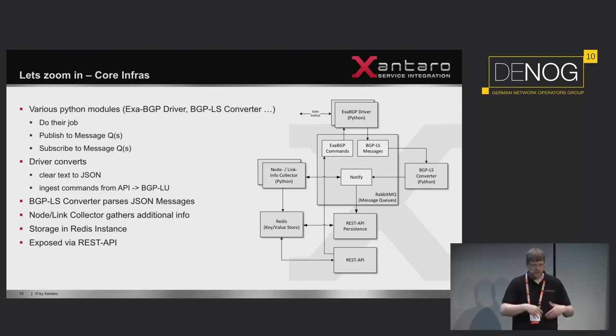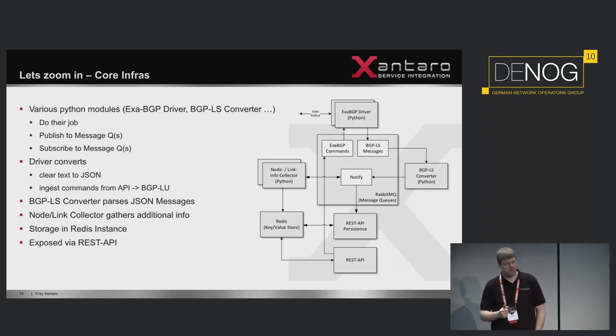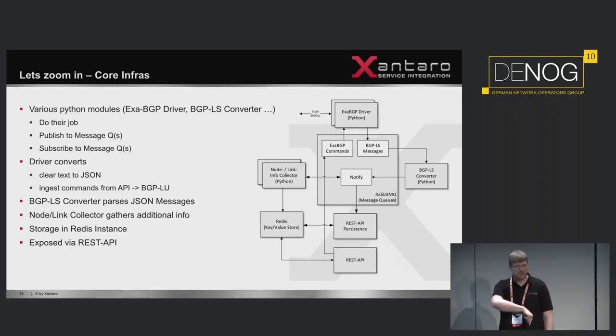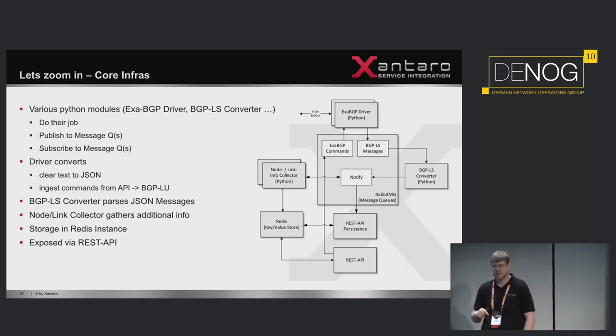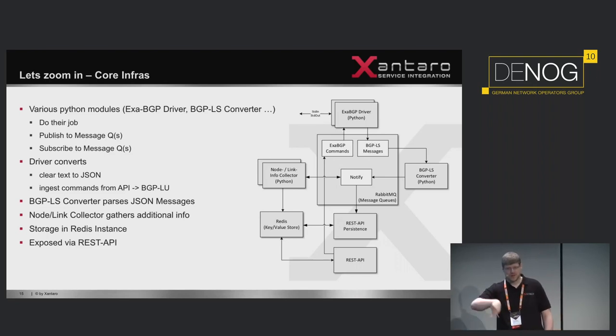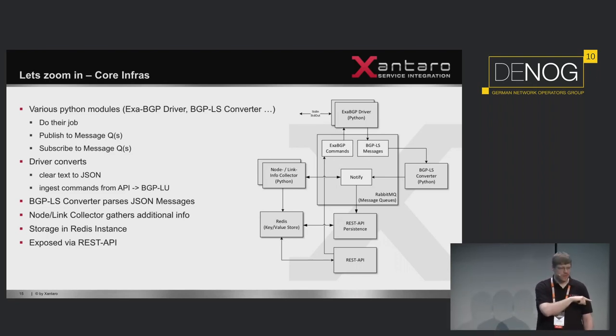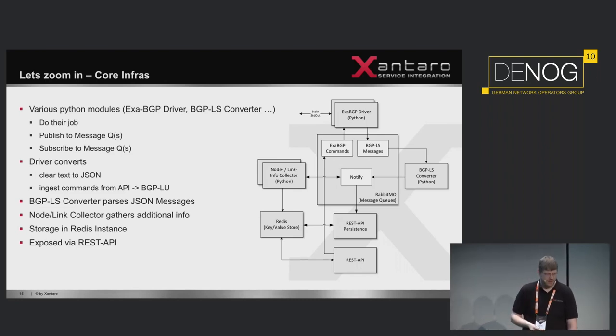There are actually two consumers of that queue. One is the node link collector that we already saw. Whenever there's a new node being signaled via BGP-LS, it will then go to the network and will actually gather the information from that specific device. And also, Marcus called it a REST API persistence module. This will actually take all of the information from the BGP-LS converter and put it into the Redis storage instance to be later consumed via the REST API to actually get the information available in there. All of that is run via the centralized REST API.